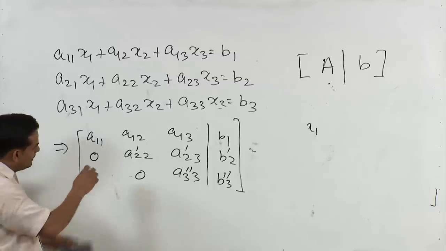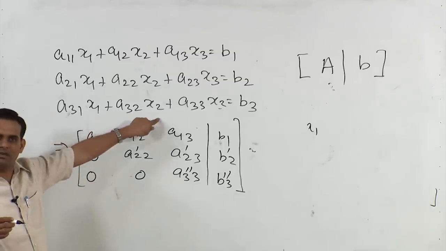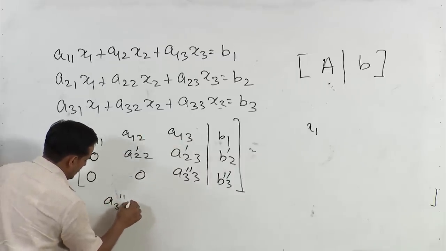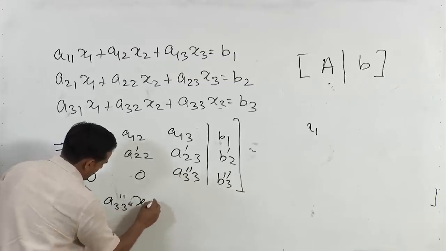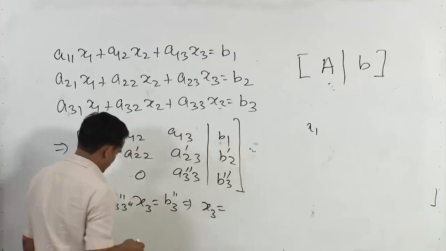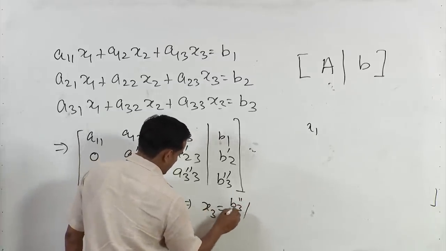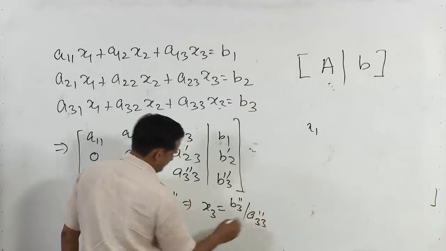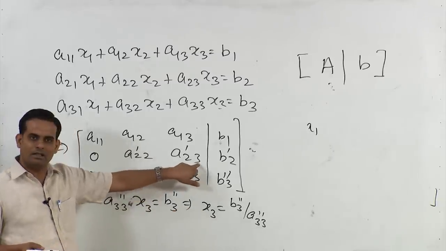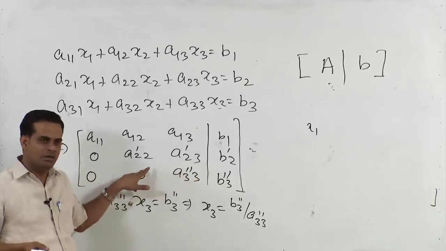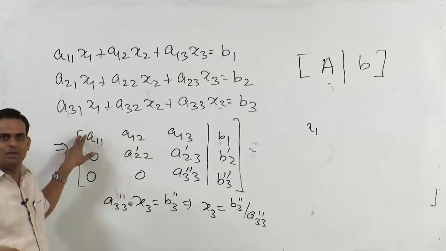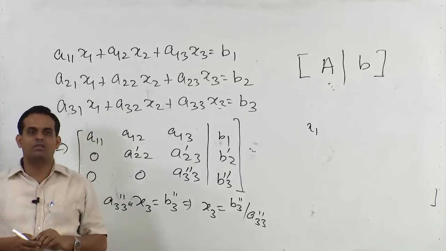Now if you see this in the system of linear equations, from the last row I will have a33 double prime into x3 equals b3 double prime. So this will give me x3 equals b3 double prime upon a33 double prime. So from here I will calculate the value of x3. If I substitute this value of x3 in the second equation, I will get the value of x2. And if I substitute the values of x3 and x2 back into the first equation, I will get the value of x1. And this particular procedure is called Gaussian elimination.